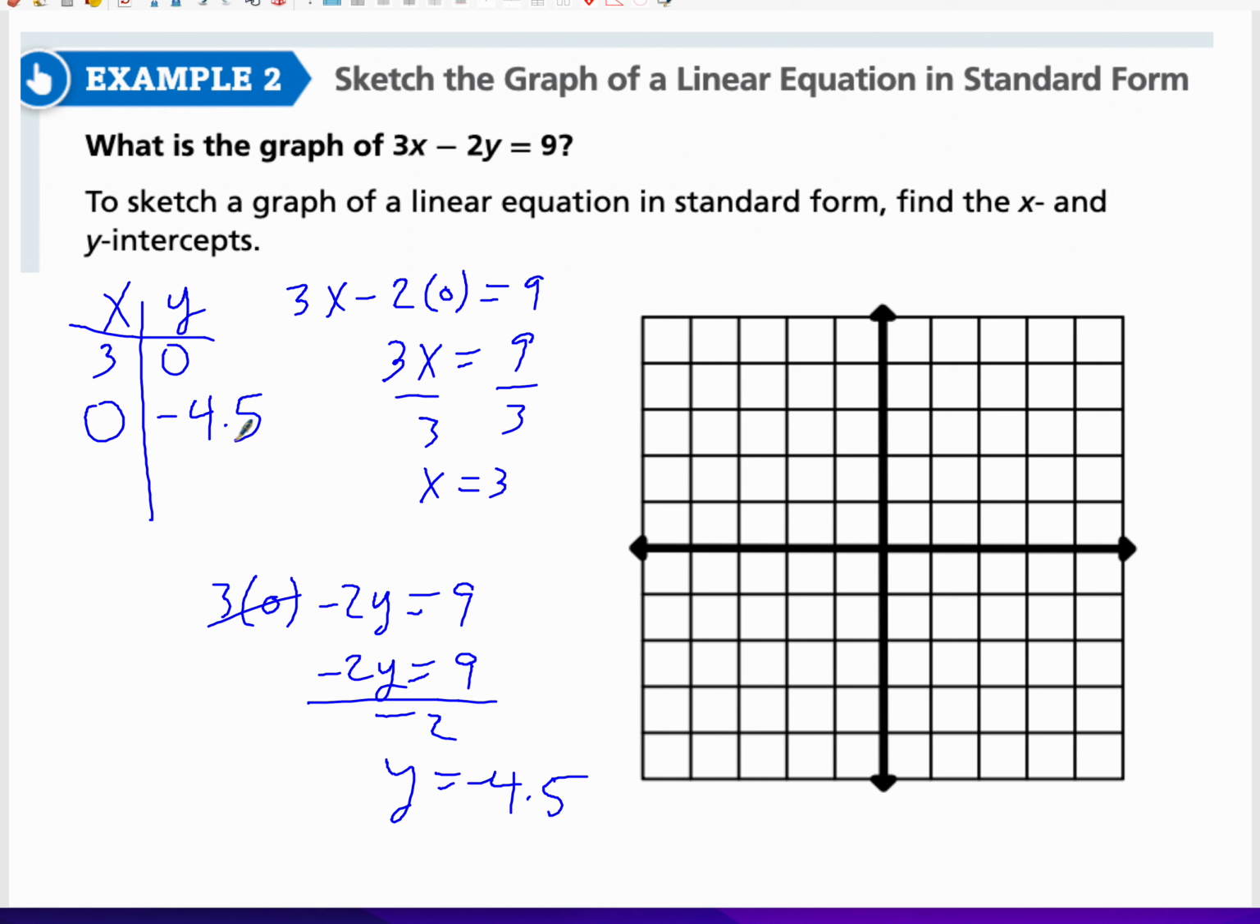We don't know what the chart is numbered. It could be numbered by thousands. Since it's not numbered, we get to number it. We're gonna keep life simple and number it by ones. So my x-intercept is 3, 0. My y-intercept is 1, 2, 3, 4, negative 4.5.